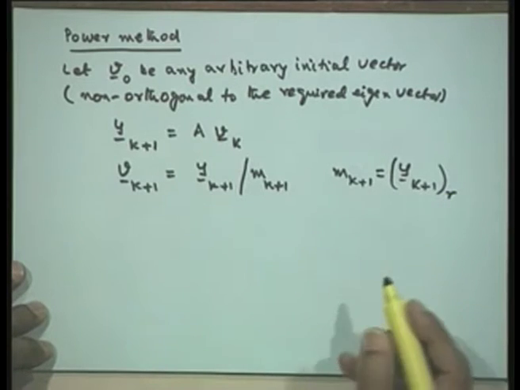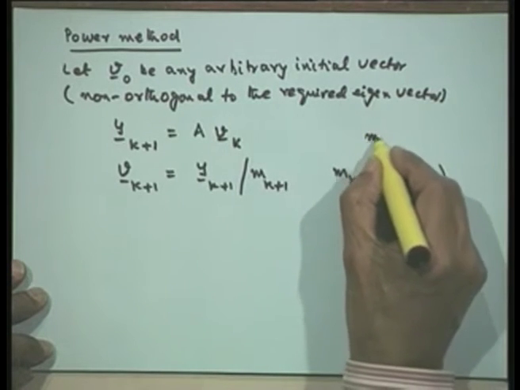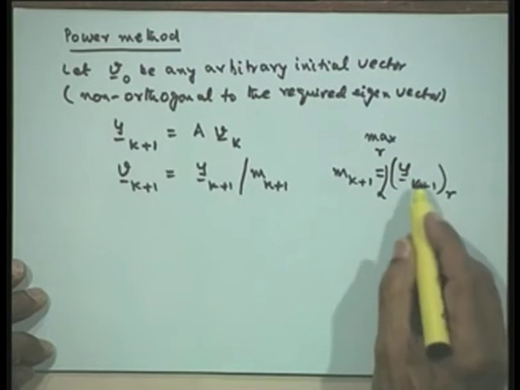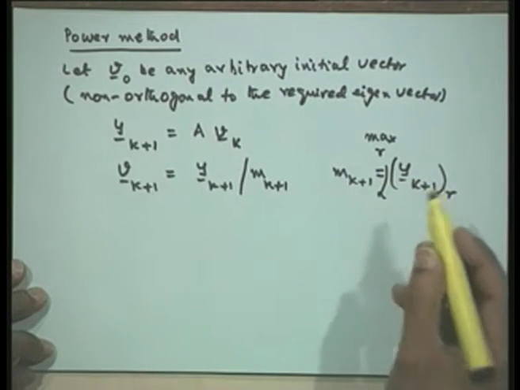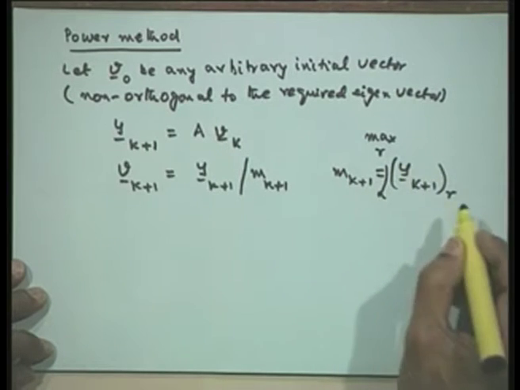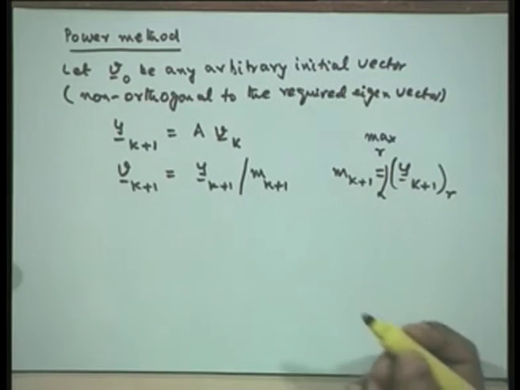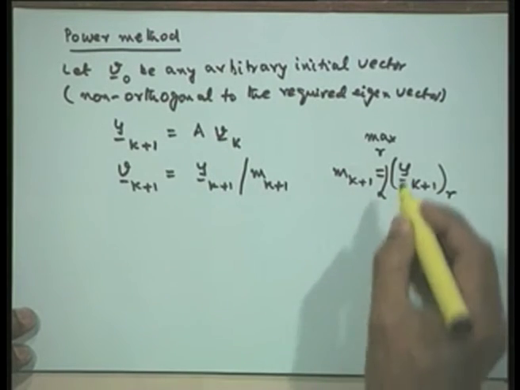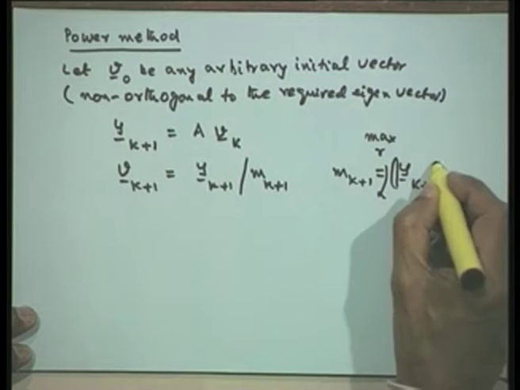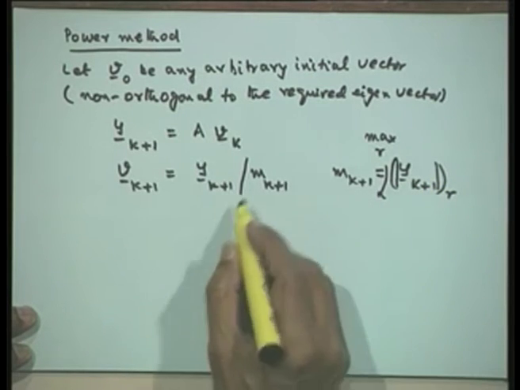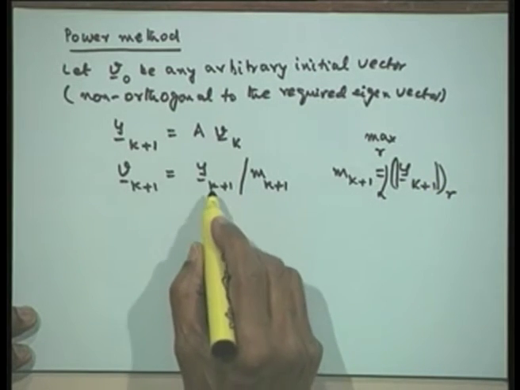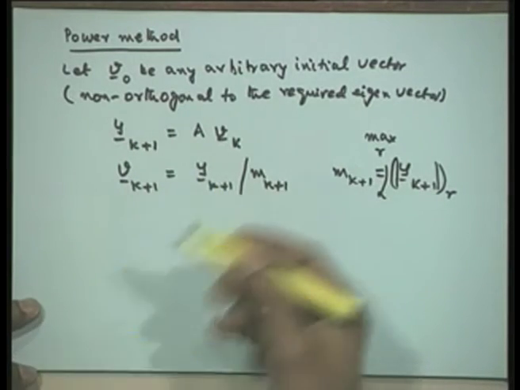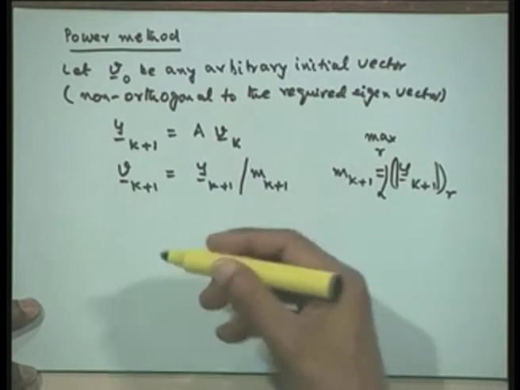We take the largest component, which I should write as maximum with respect to r. So, this is the largest component in magnitude. You can take it in magnitude or you can take even the sign also, it is immaterial for us. So, we take the largest element, mostly in magnitude, and then divide by it, then the largest element of y k plus 1 is going to be 1. Therefore, there is no chance of the round-off errors increasing every time, because every time we are normalizing it.